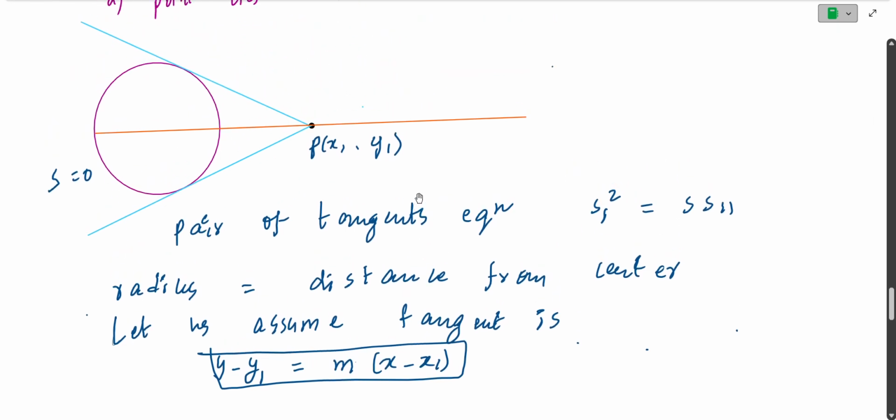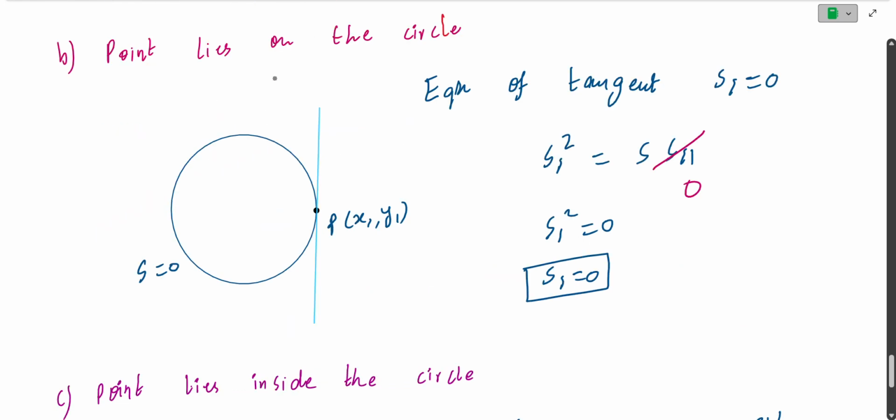Now I want to discuss one more concept here: the length of tangent. The concept here is, what is the length of tangent? If you observe, from an external point, if we draw a tangent to the circle, it will touch the circle at one point. Let me name that point as A.